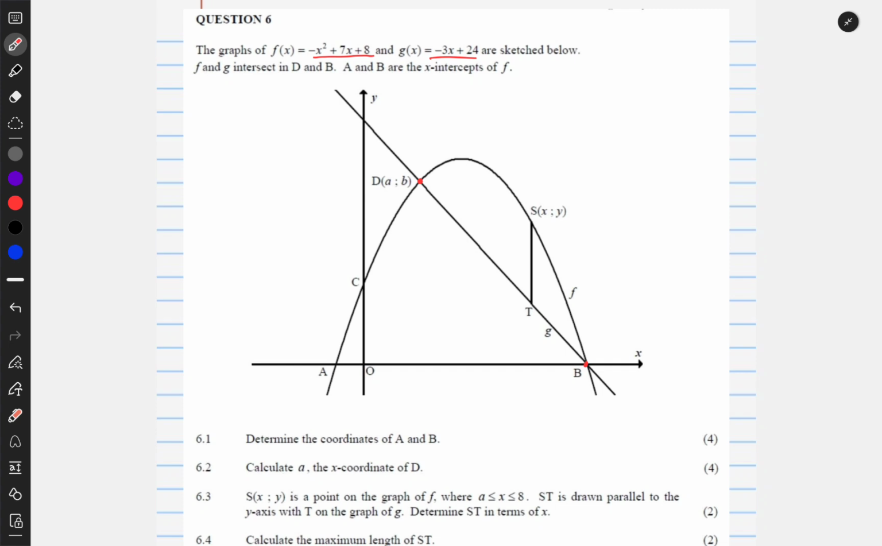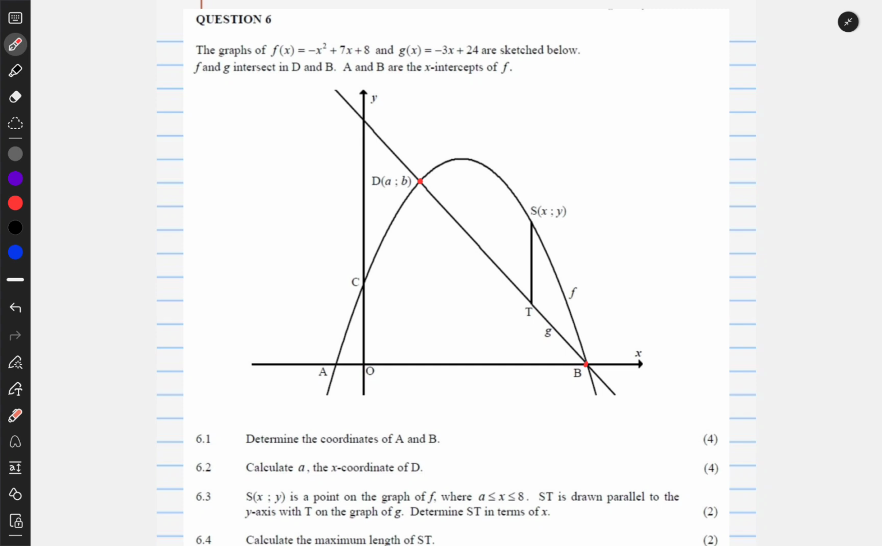In this video we will be doing a grade 12 functions question. This question covers parabola or quadratic functions, and of course we have a straight line also. Okay, so without wasting any more time, in question 6 we have the graph of f(x), which is the parabola, and the graph of g(x), which is a straight line.